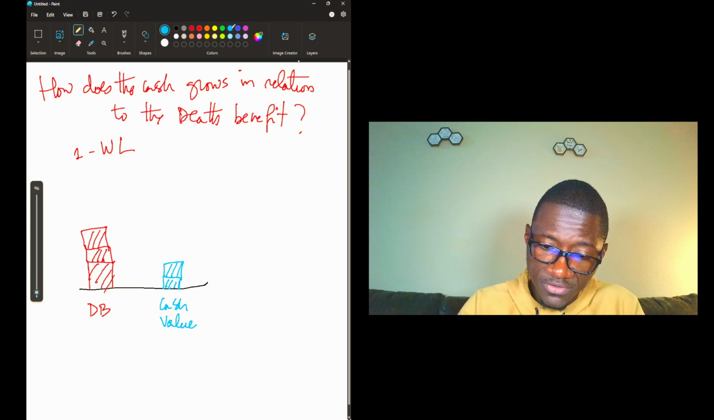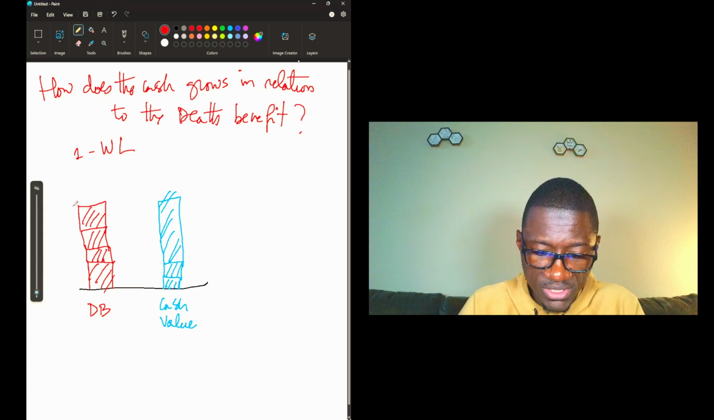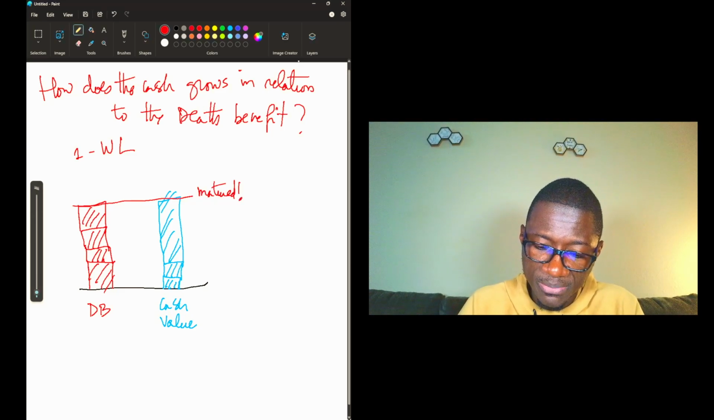But after some time, the cash value will grow to be the same value as the death benefit. And when this happens, we say that the policy has matured. In general, this happens at age 100.